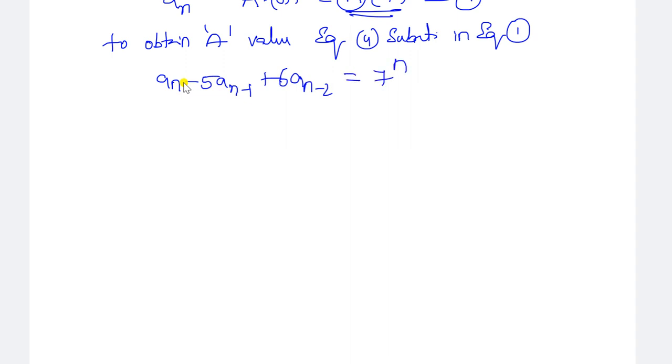So, substitute a·7ⁿ in this equation. The first term aₙ is simply a·7ⁿ.